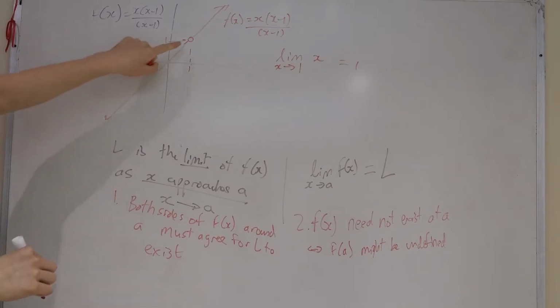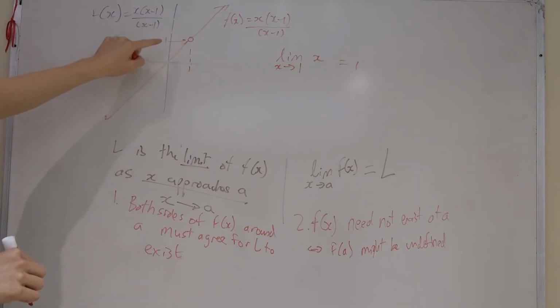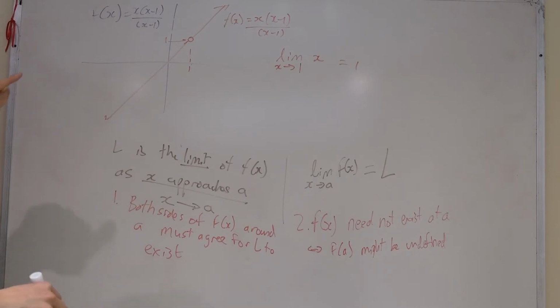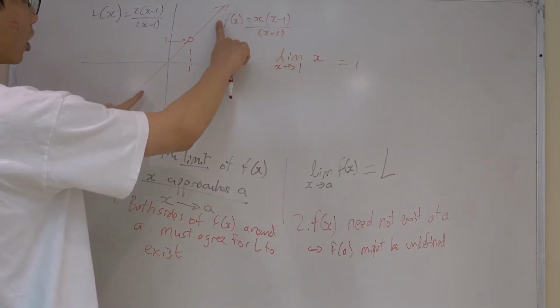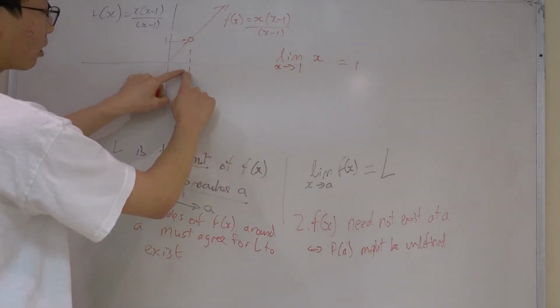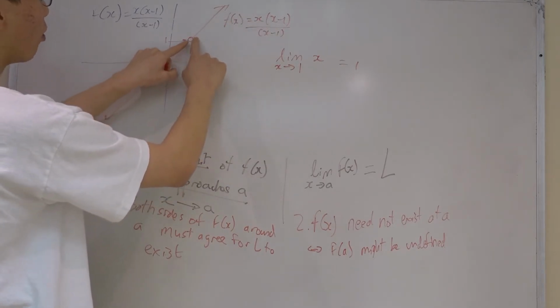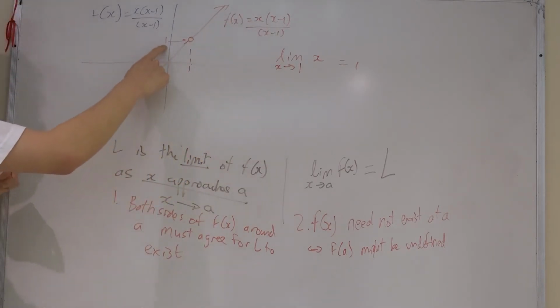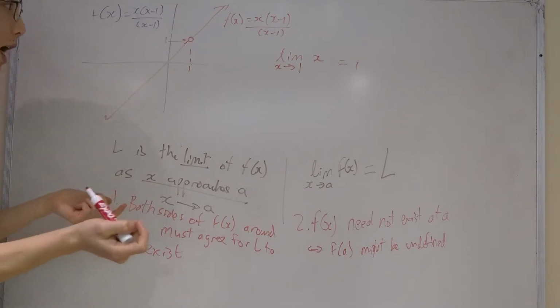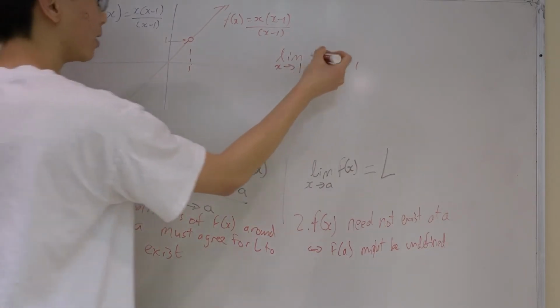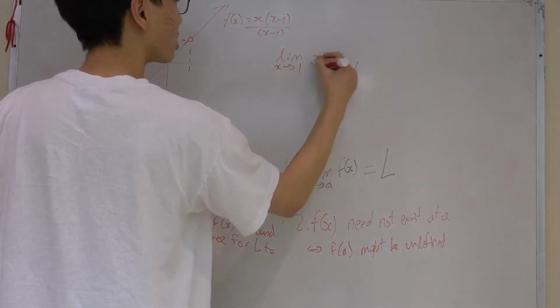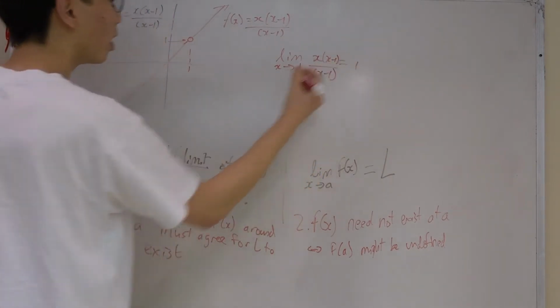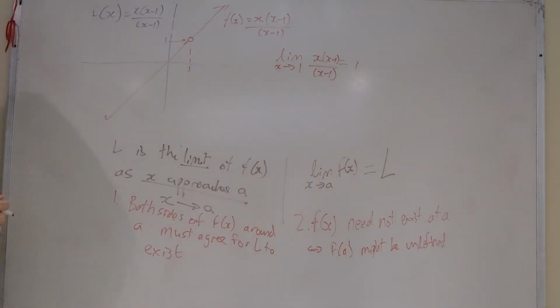remember, we're not concerned about what the function does at 1. We're concerned about the approach. As we travel along the function, going closer and closer to x equals 1, the y value gets closer and closer to 1. So that's the answer. The limit is the same. The limit of this new function, x times x minus 1 over x minus 1, is still 1.